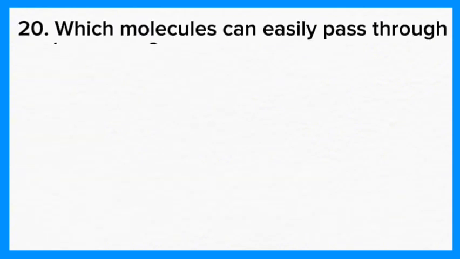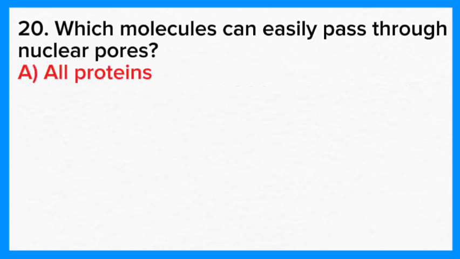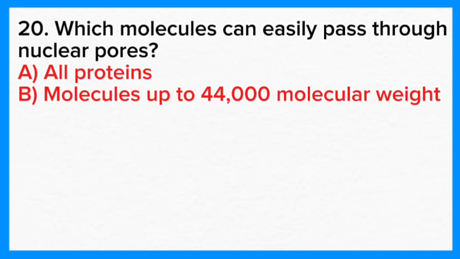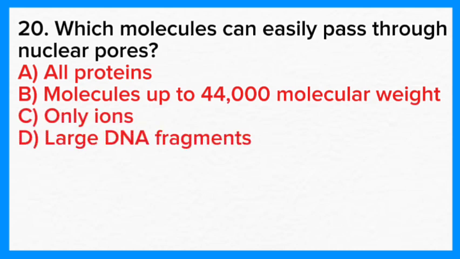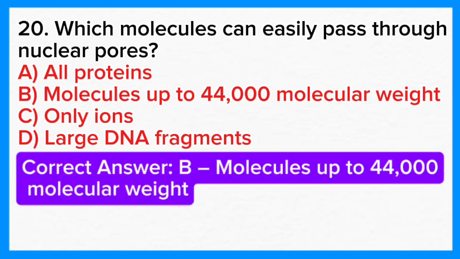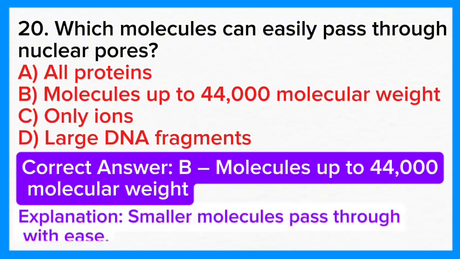20. Which molecules can easily pass through nuclear pores? A. All proteins, B. Molecules up to 44,000 molecular weight, C. Only ions, D. Large DNA fragments. Correct answer, B. Molecules up to 44,000 molecular weight. Explanation: smaller molecules pass through with ease.